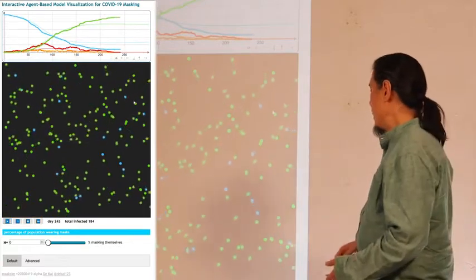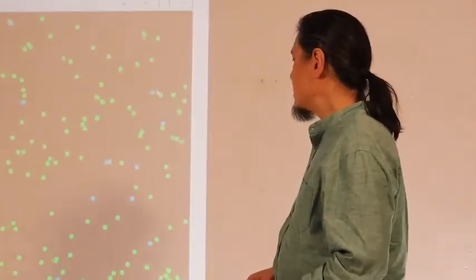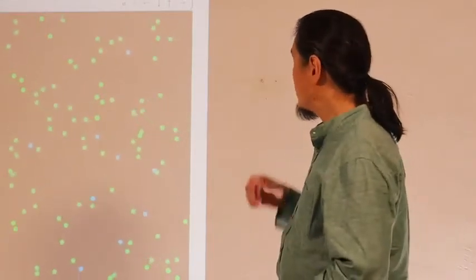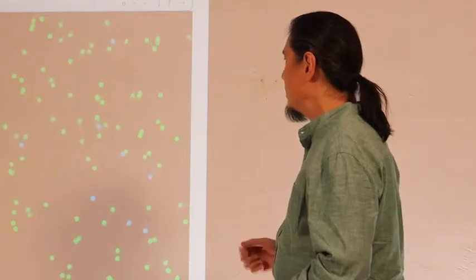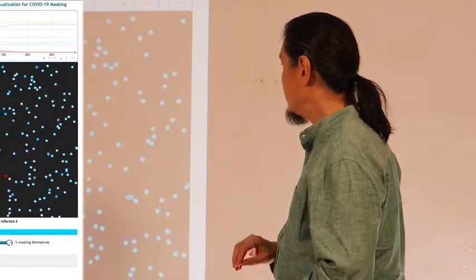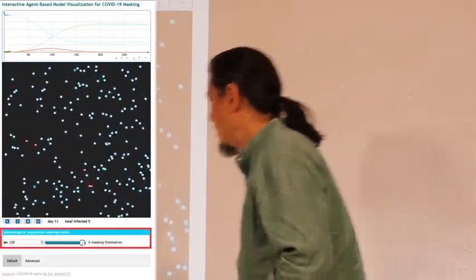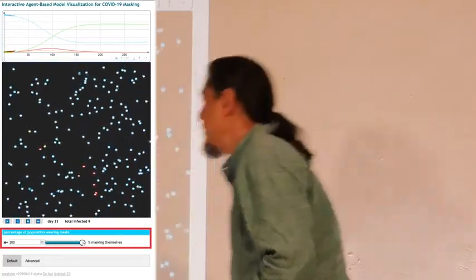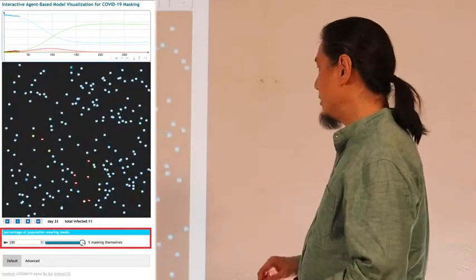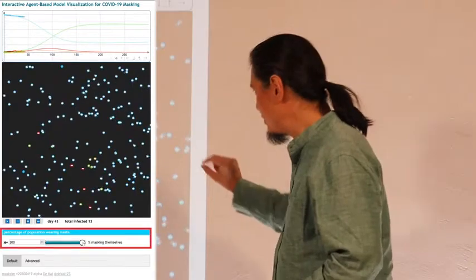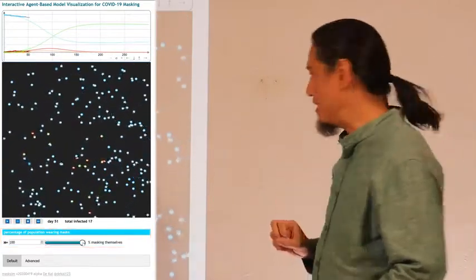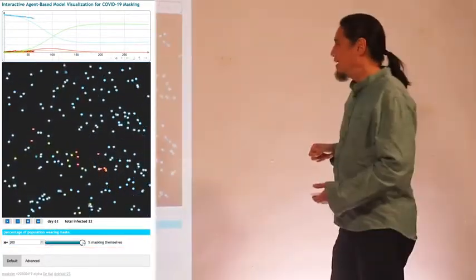So let's consider what happens when the population starts wearing masks, because that's what we're interested in here. So let's start a new run where the population is all wearing masks. I've set the slider down here to 100% of the population wearing masks. And so you can see, if you look closely here, all those little dots are now wearing little white masks.